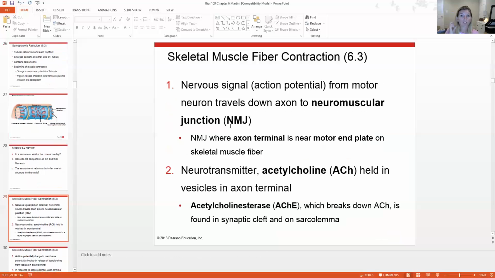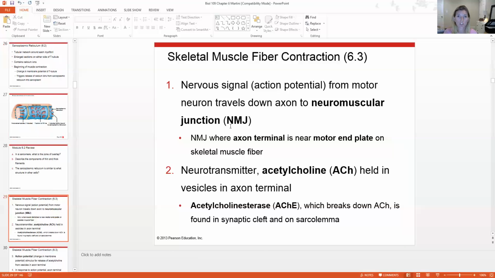Let's talk about how muscle fibers contract. It all comes from what we call an action potential from a motor neuron. There's a motor neuron that's in charge of moving every single muscle of your body. Every single muscle cell of your body is associated with a motor neuron. Where they come together is called an NMJ, or a neuromuscular junction.